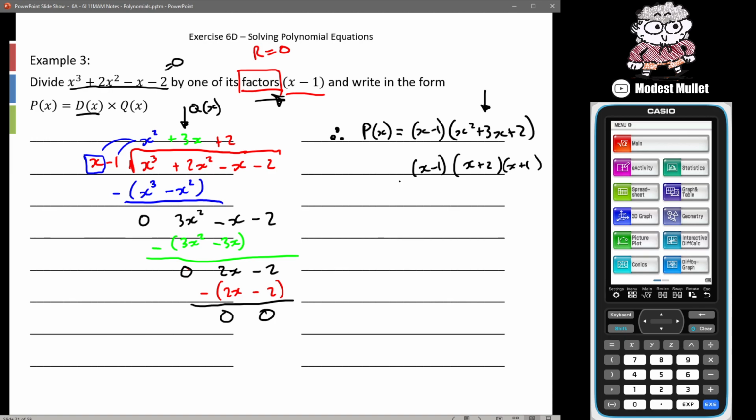So that's what we would do. That's why we have all those quadratic skills, because when we start factorizing a polynomial of higher order than 2, we're going to at some stage get this quadratic.